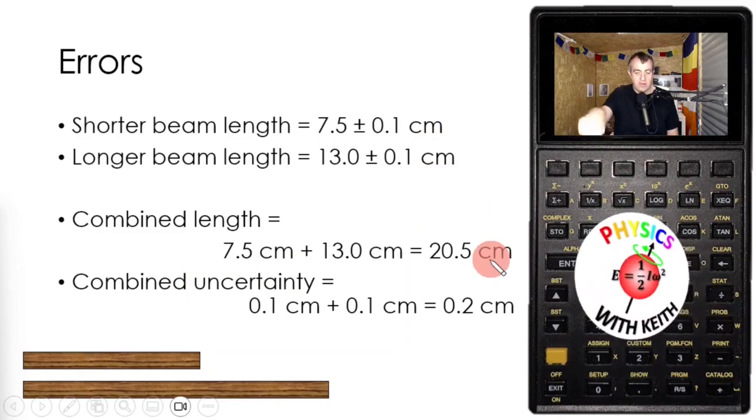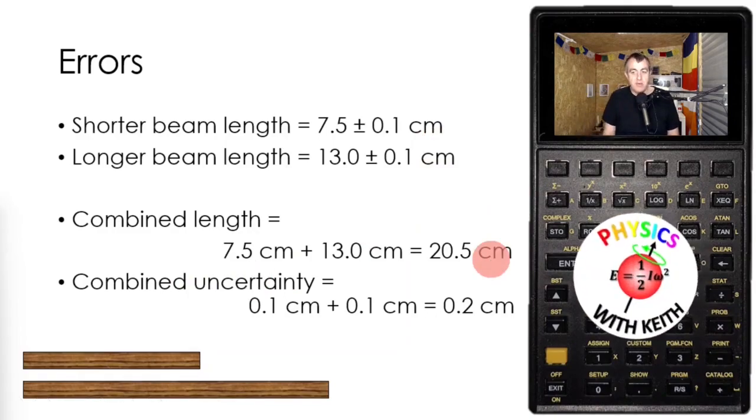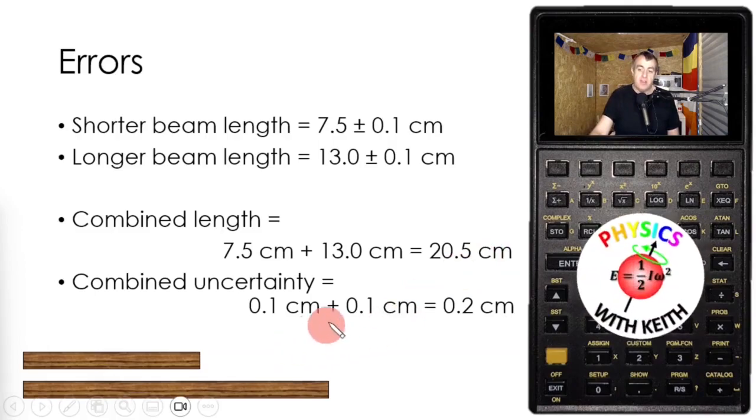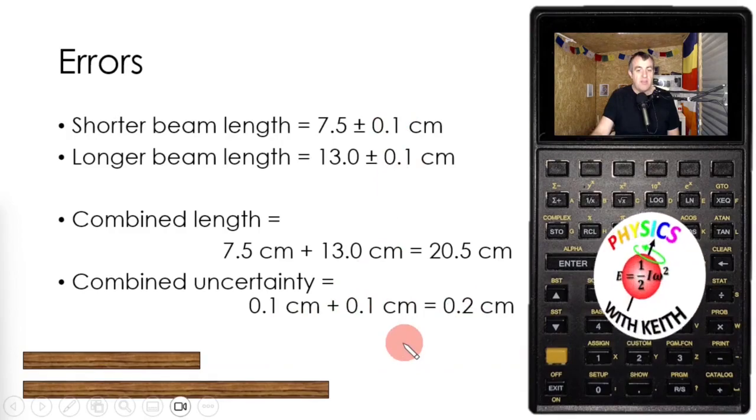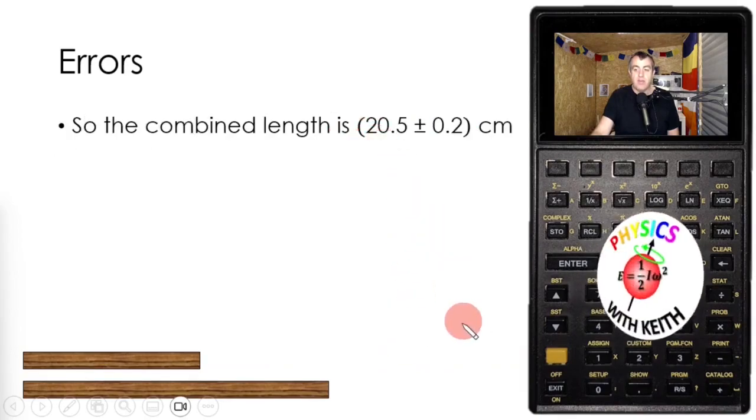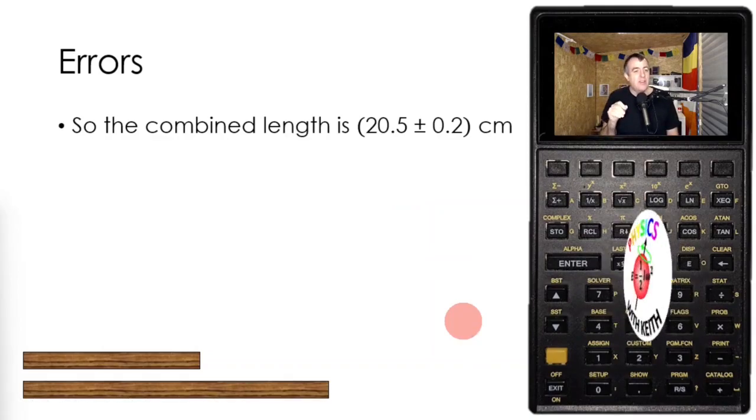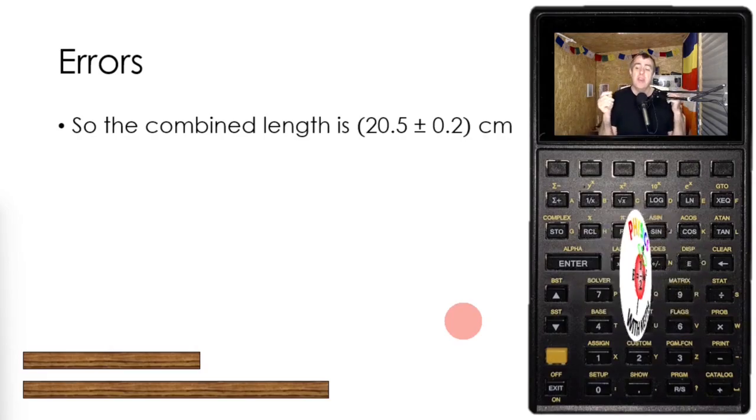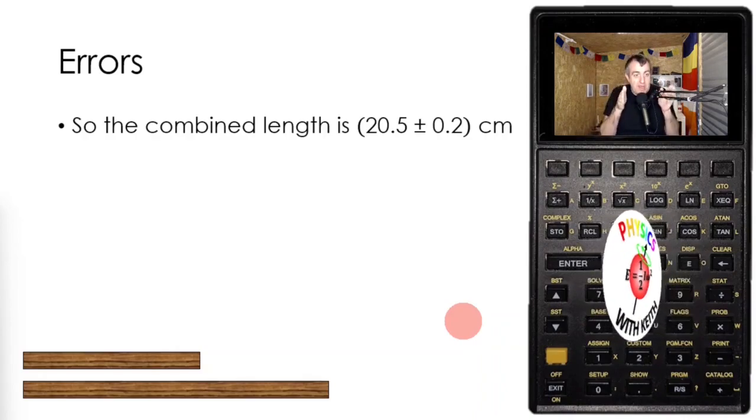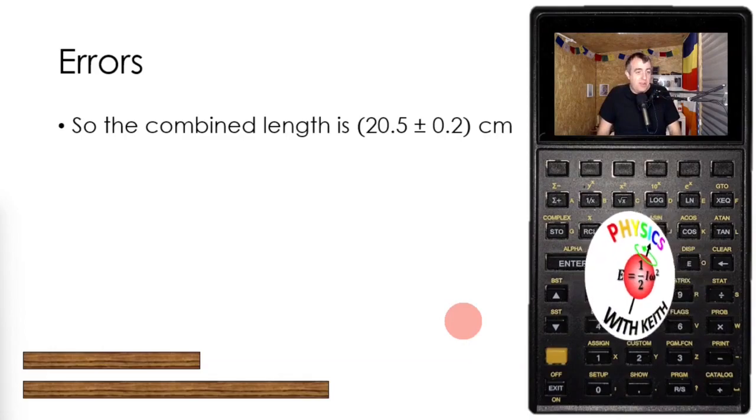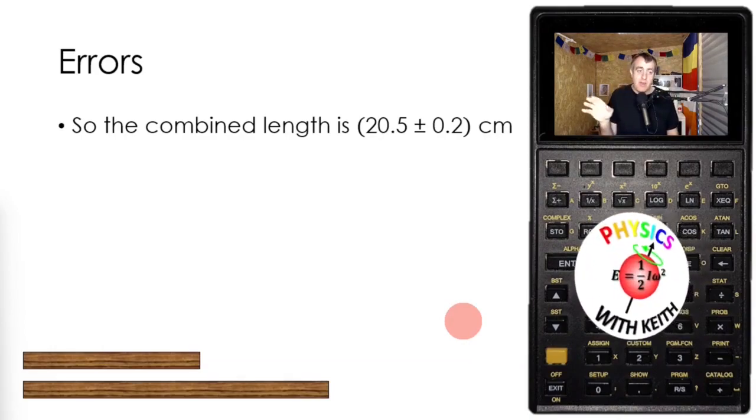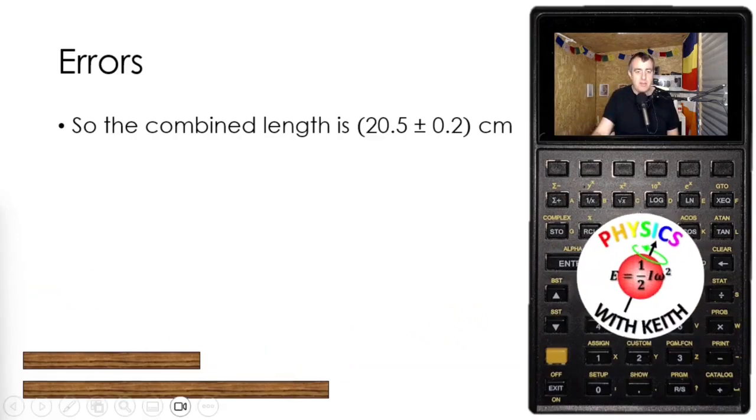The combined length is easy. We just add the means together, 7.5 plus 13.0. But for the combined uncertainty, we add these two absolute uncertainties together. So our final length measurement we would express as 20.5 plus or minus 0.2. Actually, we wouldn't. We'd give our uncertainty to two significant figures, and that's not normal. That's not something that happens in the real world of physics. That's what happens in the little walled garden of A-level physics. In the real world of physics, one significant figure uncertainties are perfectly fine, but let's go with two significant figure uncertainties. But we'll talk about that a little bit later.